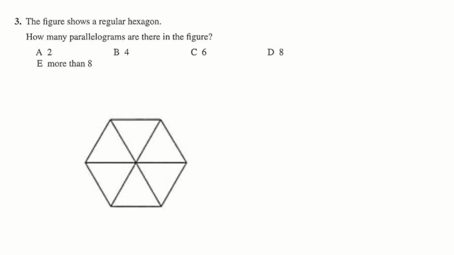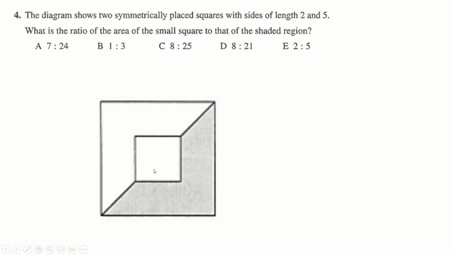Number 3, just look at it, mate. There's 1, 2, 3, 4, and then 5 and 6, so I think there are 6. Good. Question number 4, so this square has area 4, because it's side length 2, the total thing is 25. 25 minus 4 gives you 21, halve that to get 10.5, and so the ratio is 4 to 10.5, doubled is 8 to 21. Nice.